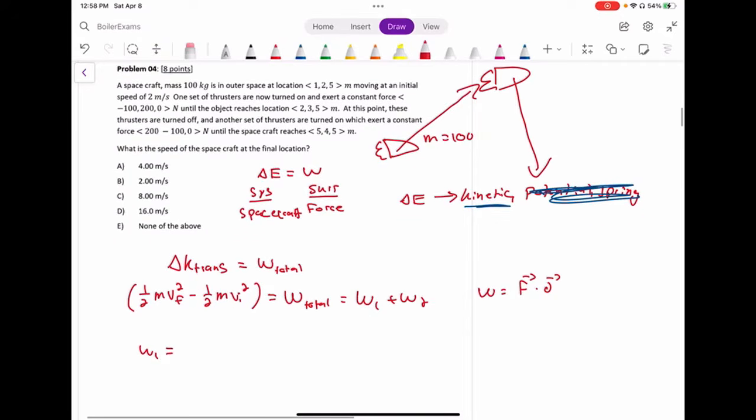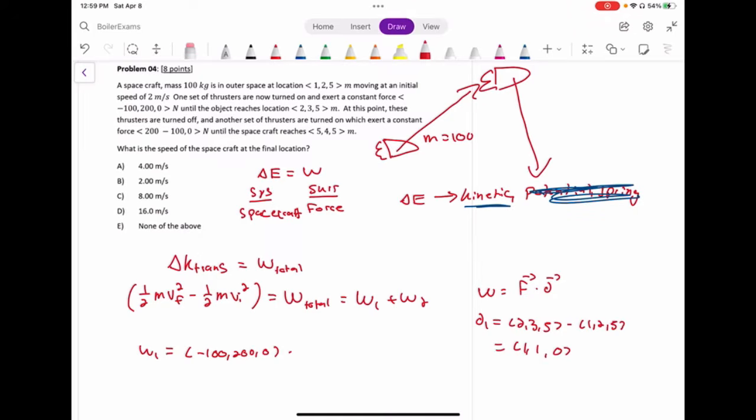Okay, work 1, our force vector, as they tell us, that's just negative 100, 200, 0, dotted by our displacement vector. How are we going to get this displacement vector? Let's do that over here. You're going to subtract the final position vector minus the initial. So 235 minus 125, and that's going to give us 110.